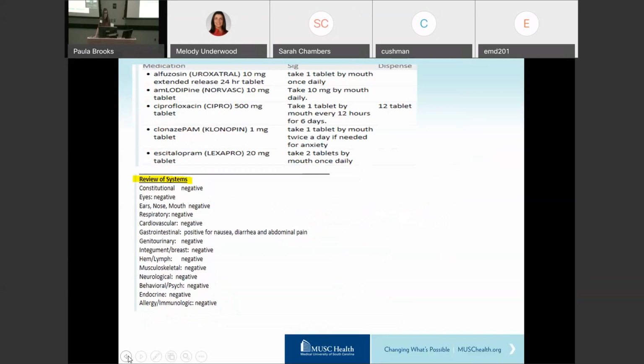Let's count to make sure that we have at least 10 review of systems. We have constitutional, eyes, ENT, respiratory, cardiovascular, GI, GU, skin, heme lymph, musculoskeletal, neurological, psych, endocrine, and allergies. So we have at least 10 review of systems. So we're good to go there.